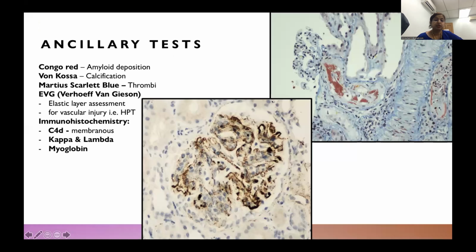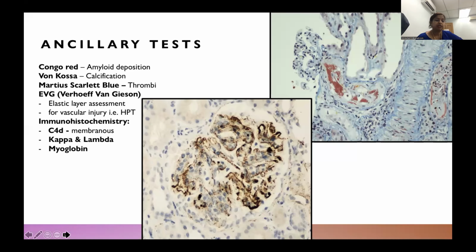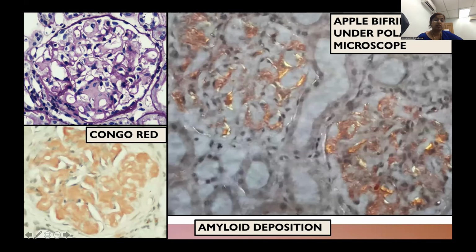Ancillary tests, you know that C4D can be used for membranous. So you can see the granular positivity going through the capillary walls of the GBM. Okay. And this MSB I've already explained to you all earlier on. This is amyloid deposition, whereby Congo red stain is beneficial for any amyloid deposition, and you polarize it under the microscope.